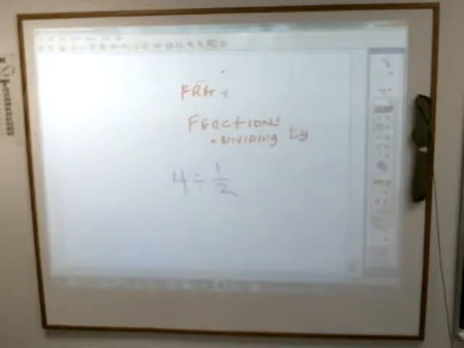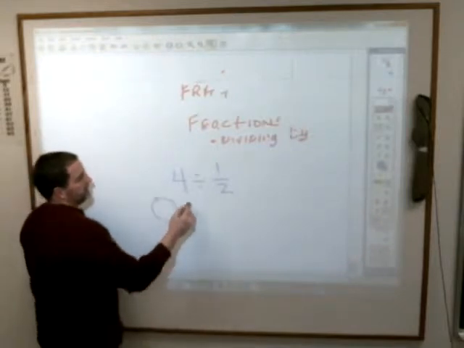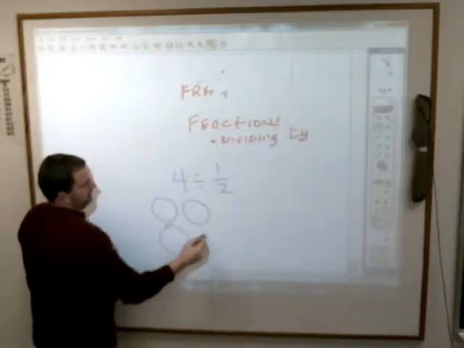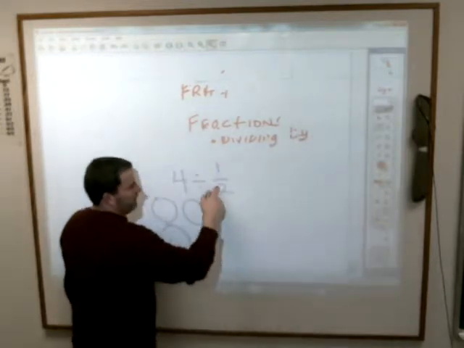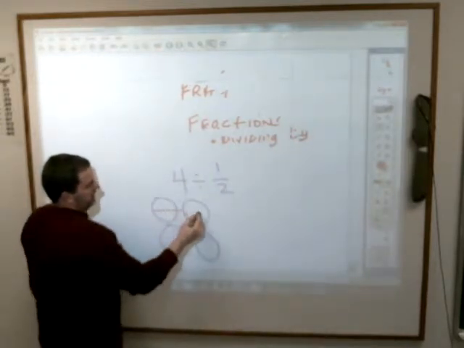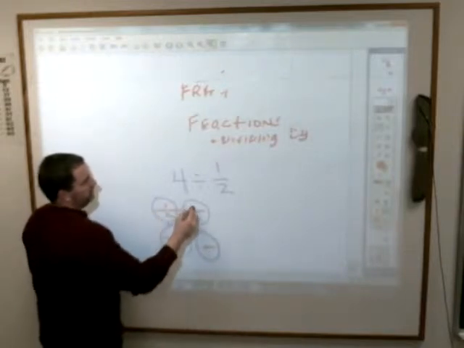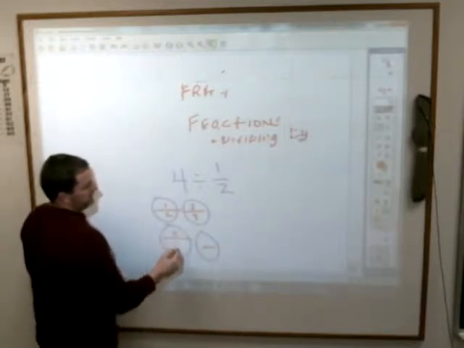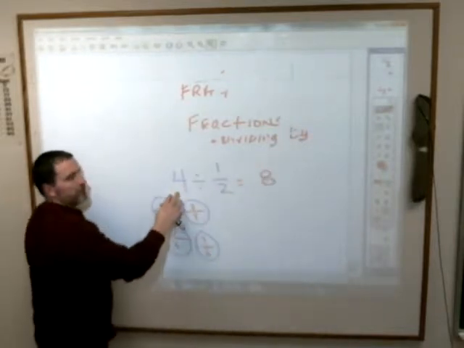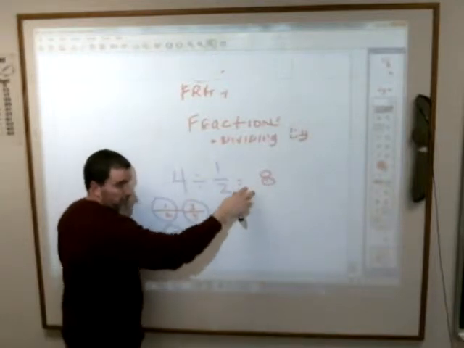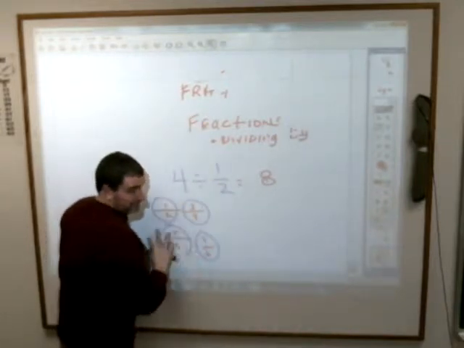If you look at what we're talking about here, think about this. If you have 4 circles, and you're trying to find out how many halves are in 4, that's what you're asking. How many halves are there in 4? 1, 2, 3, 4, 5, 6, 7, 8. The answer to this is 8. 4 divided by 2 is 2. But if you want to know how many halves are in 4, there are 8 of them.